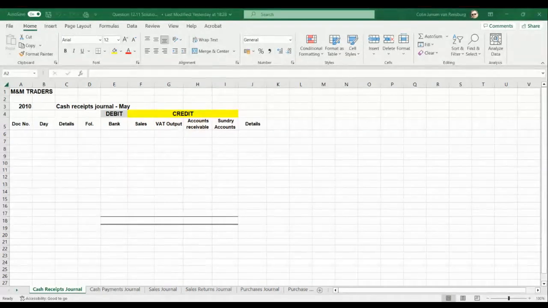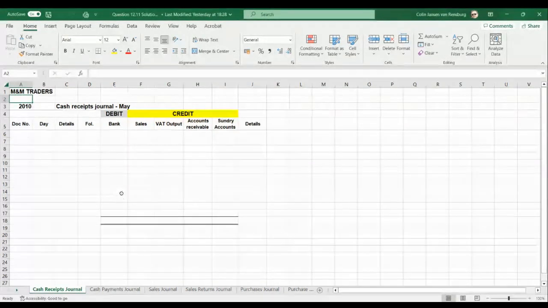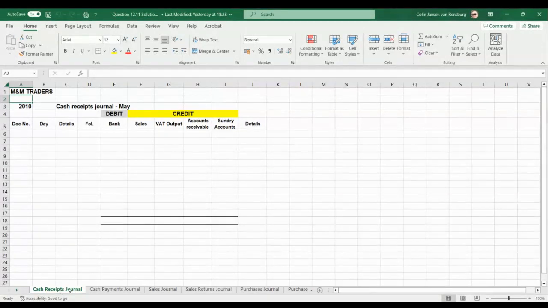Now you can see if I just return to my Excel, I've created here a tab for the cash receipts journal. I've created a tab for the cash payments journal. I've created a tab for the sales journal. We'll also see that they have got alternative names. We'll talk about that a little bit later. I've also opened a tab for the sales returns journal, for a purchases journal, and for a purchases returns journal. So we've got 6 different journals here, just as is required in the question.